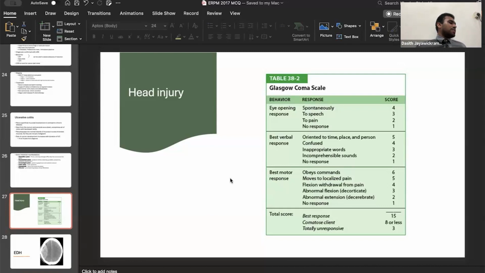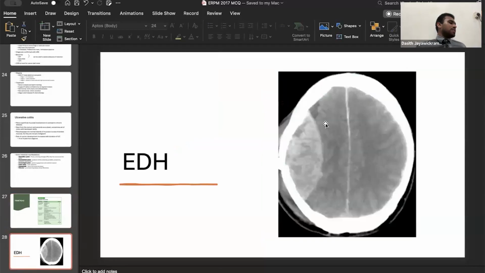Okay. Lucid interval is not a characteristic feature of SDH. It is a characteristic feature of extradural hematoma. So what is extradural hematoma? This is an extradural hematoma. It's like a lens, a hyper-enhancing lesion that looks like a biconvex lesion. That is characteristic for EDH. When this injury occurs, initially the patient will lose consciousness, and then he will return back to normal. He will be normal for some time. That is because of the compensatory mechanisms of our Monro-Kellie doctrine.